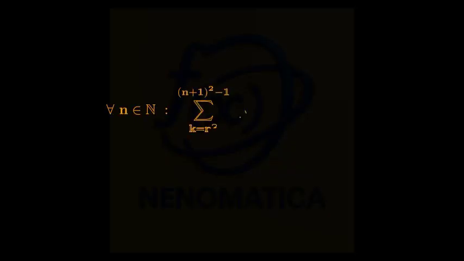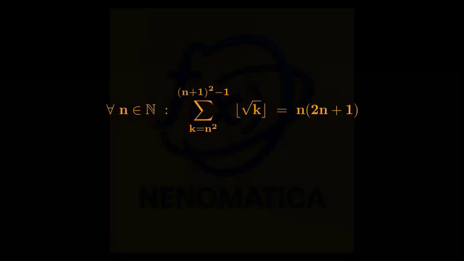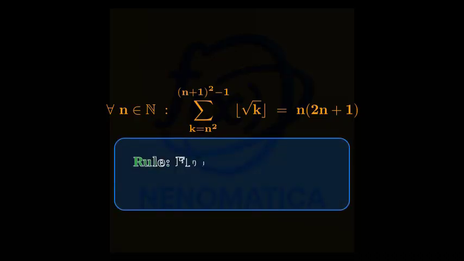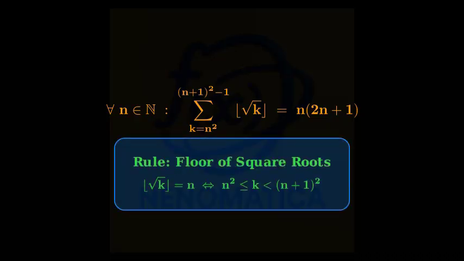In this lesson, we will build an intuitive and visual proof for two beautiful identities about floor functions of square roots and cube roots, and we will summarize them into simple, easy-to-remember formulas. We start with the core example for square roots, exactly as written here. Key rule: the floor of the square root of k equals n if and only if k lies between n squared and the next perfect square, not including it.